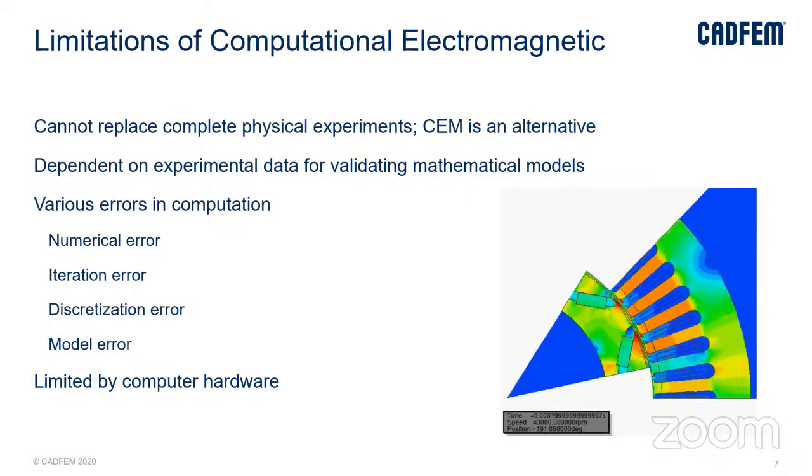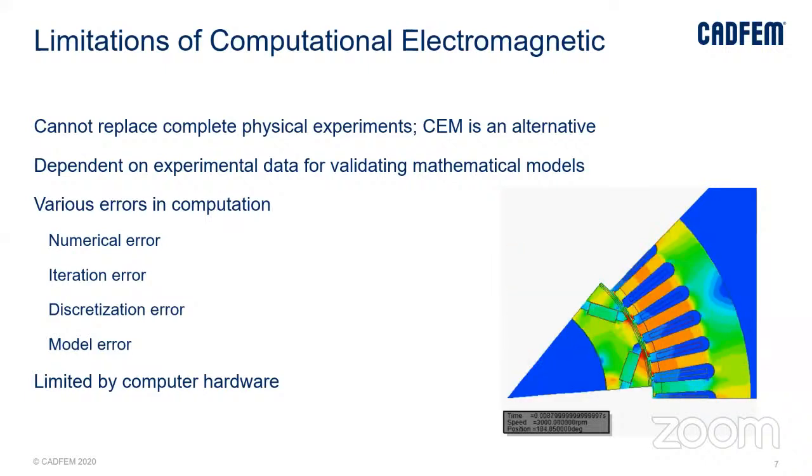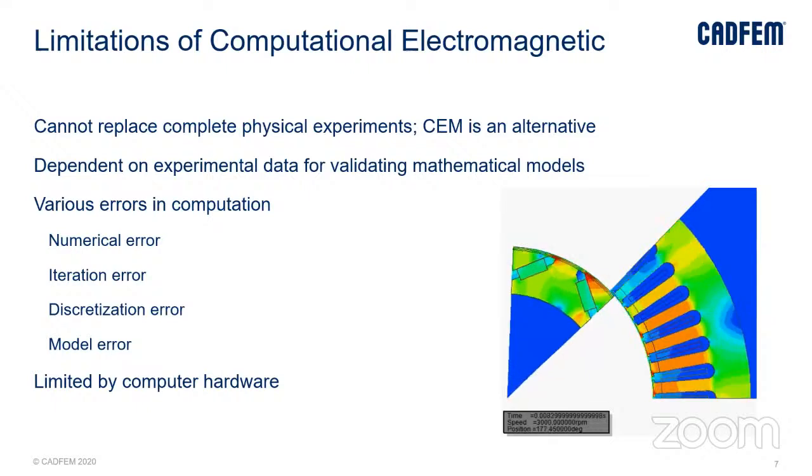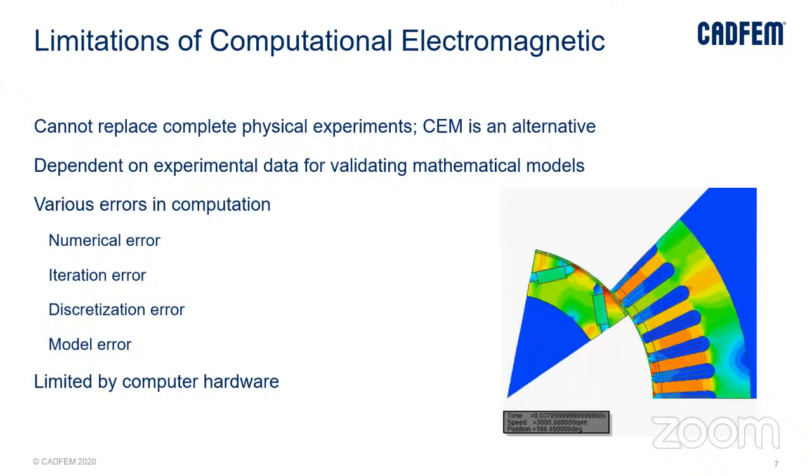The next part is the dependence on experimental data, which means that you might have a computational electromagnetics part, but unless you validate a particular product, you don't know how accurate it is against the physical data. So at least once you have to validate it, and only then can you trust those solvers, whatever they are.